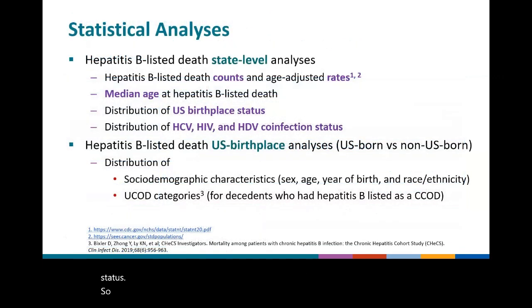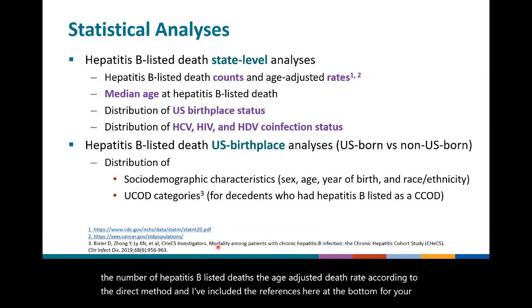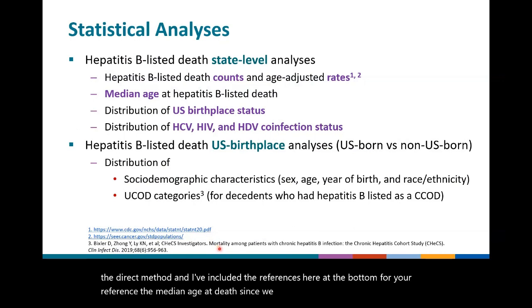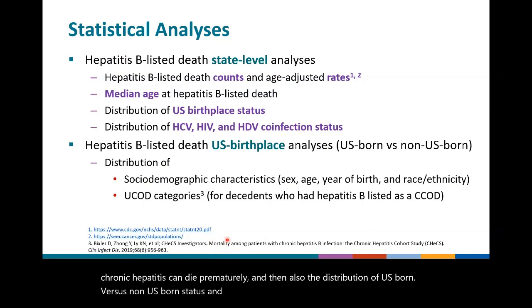So for each state and the District of Columbia for our statistical analyses, we calculated the number of hepatitis B listed deaths, the age-adjusted death rate according to the direct method, and I've included the references here at the bottom for your reference. The median age at death, since we know people living with chronic hepatitis can die prematurely. And then also the distribution of US-born versus non-US born status, and the distribution of co-infection with hepatitis C, HIV, and hepatitis Delta as they're reported on the death certificate.